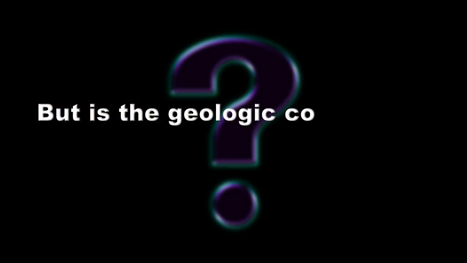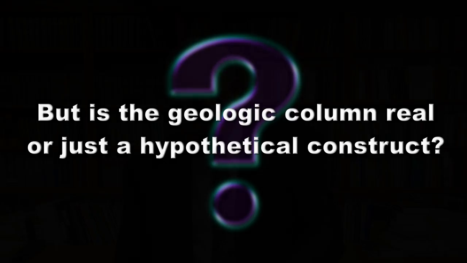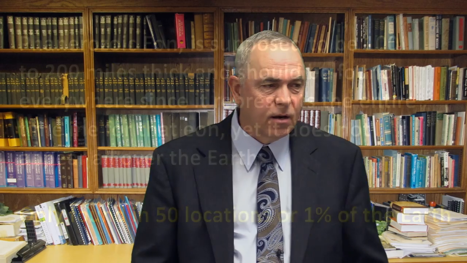So is the geologic column real or just a hypothetical construct? I want to look at a few problems. Again, the Phanerozoic eon that we just talked about a little bit is supposed to be 100 to 200 miles thick and should be found everywhere since it represents the entire timeline for the eon, but it doesn't. It only exists in a few places. Only in about 50 locations, or 1% of the Earth, can you find anything that looks like that.